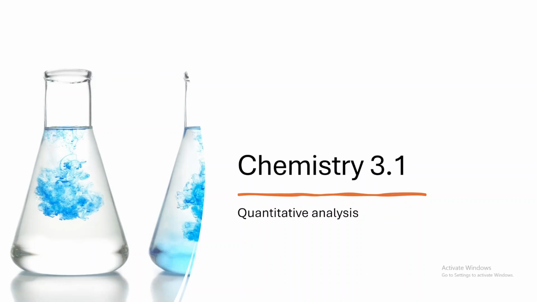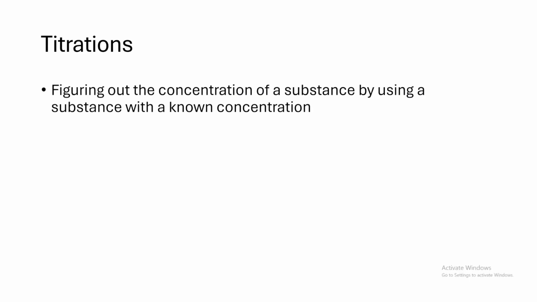Chemistry 3.1 Quantitative Analysis. This unit is about titration. Use these to figure out the concentration of a substance by using a substance with an already known concentration.